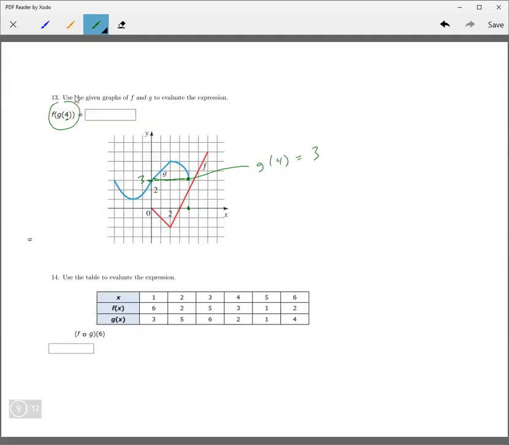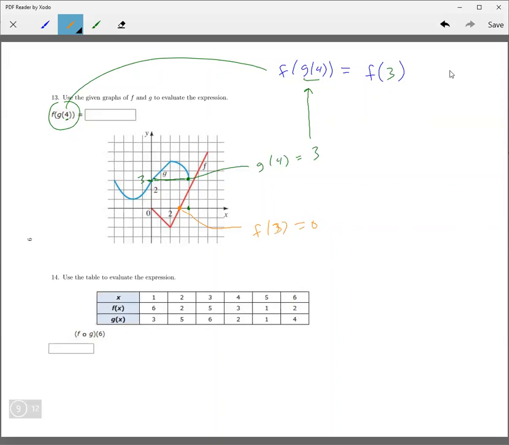Okay, so that means that f of g of 4 is equal to f of 3. So this gets replaced with a 3. Now, here's 3 right here, and f is right on the x-axis. This is telling you that f of 3 is 0. So that's going to be 0.